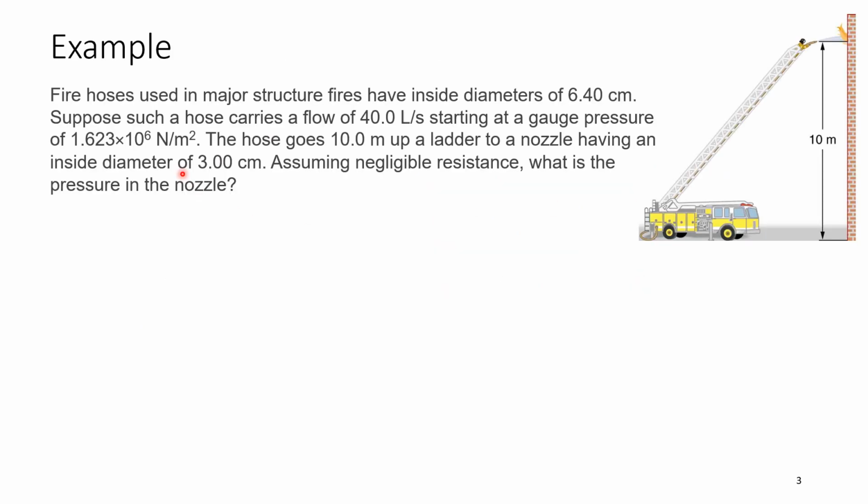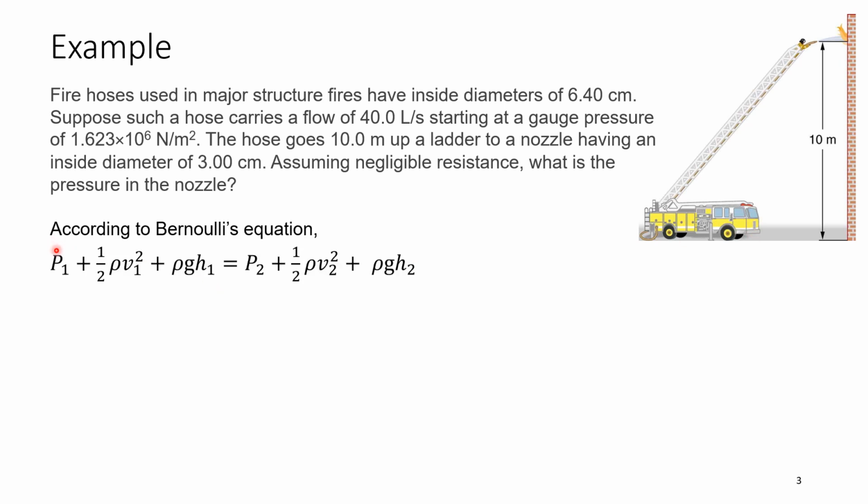Let's look at this more general example together. In this example, since the height is not a constant, we need to use Bernoulli's equation to solve for the pressure. According to Bernoulli's equation, we have this expression when comparing the initial condition at ground level and the final condition inside the nozzle.